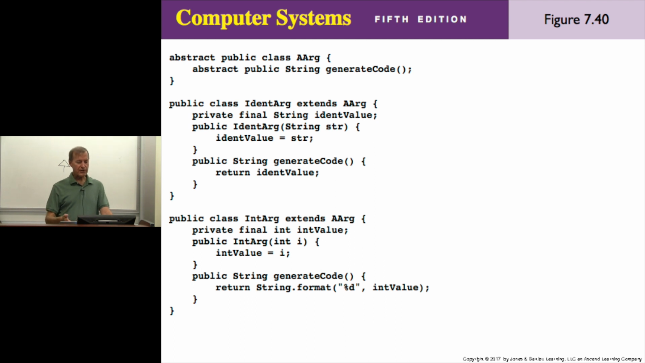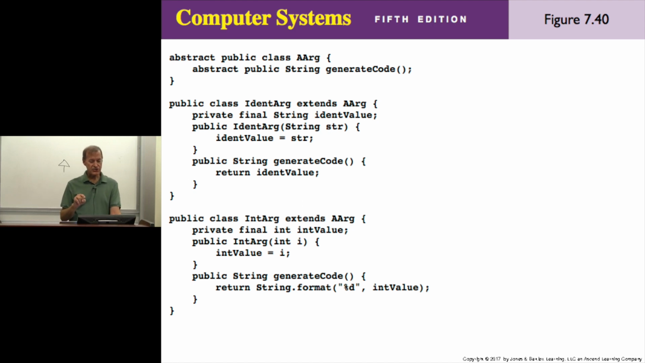So here in figure 7.40 is the Java code that corresponds to that UML class diagram. Notice at the top, here again, each class is in a separate file. Okay, so abstract public class Arg specifies one method called generateCode that returns what type? What does generateCode return? A string. Because the code that gets generated is just a string, for the argument.